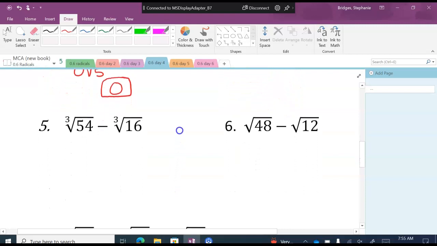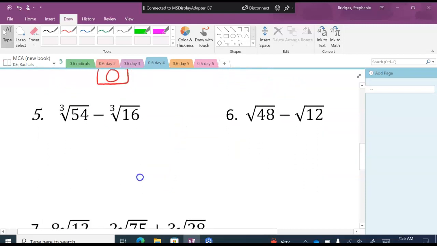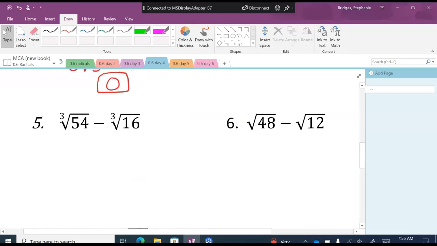Try both 5 and 6. You're going to have to simplify both of them. The cube root of 54 minus the cube root of 16. Those are not the same, so we cannot subtract them right now. So what we need to do is find a perfect cube. We're not looking at squares, okay? We're looking at cubes. So remember what we talked about.